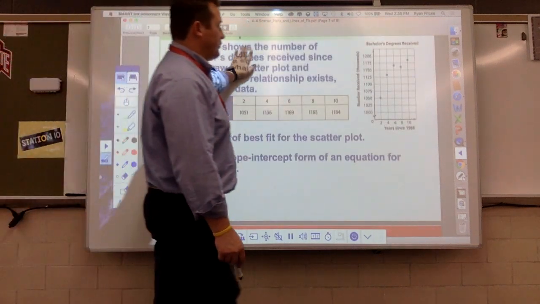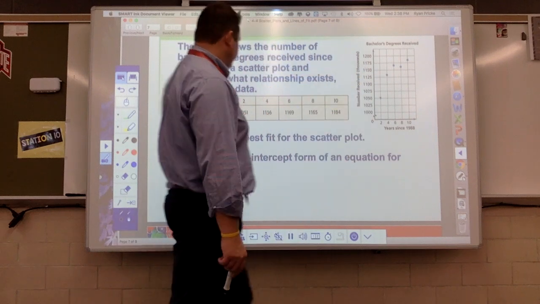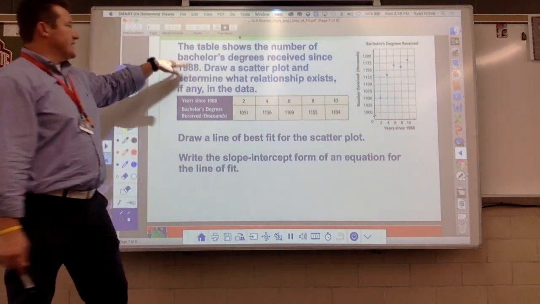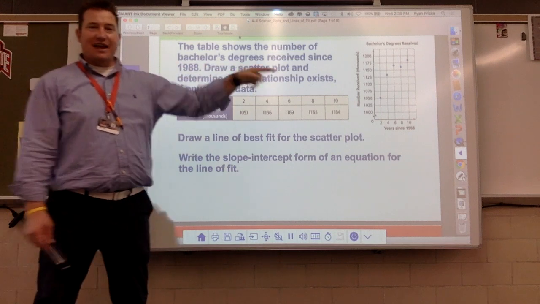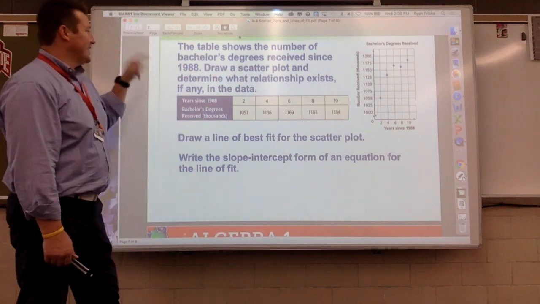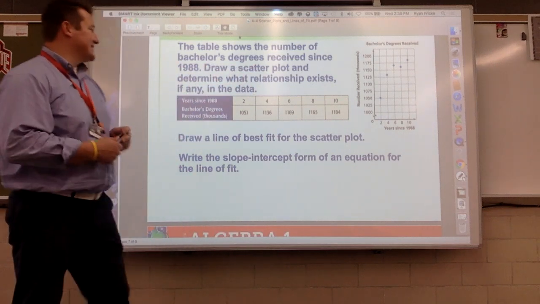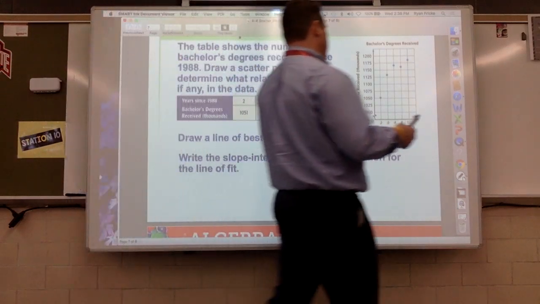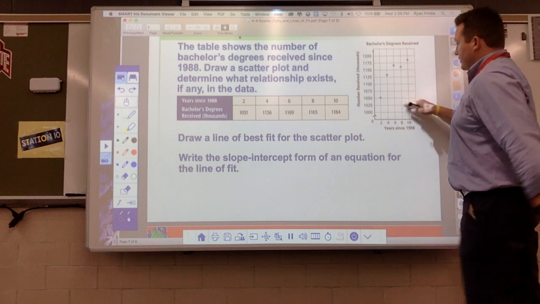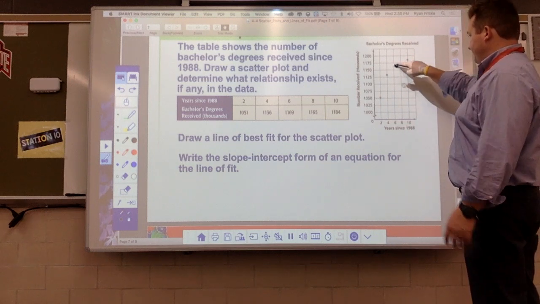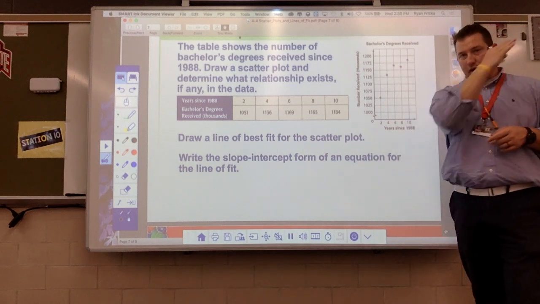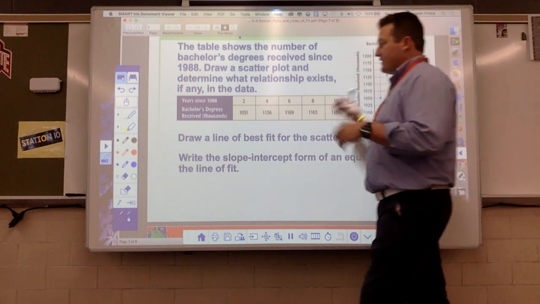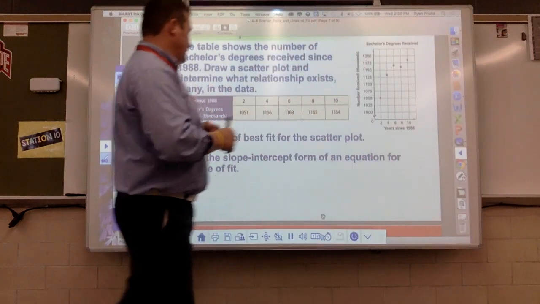So here's my next table. Here it is. Awesome. It says draw a scatter plot. Bam, it did that for me. Yes. All right. Determine what relationship exists, if any, in the data. So guys, study this data. Here it is. I think this is going uphill, okay? So yes, I think this is positive association.